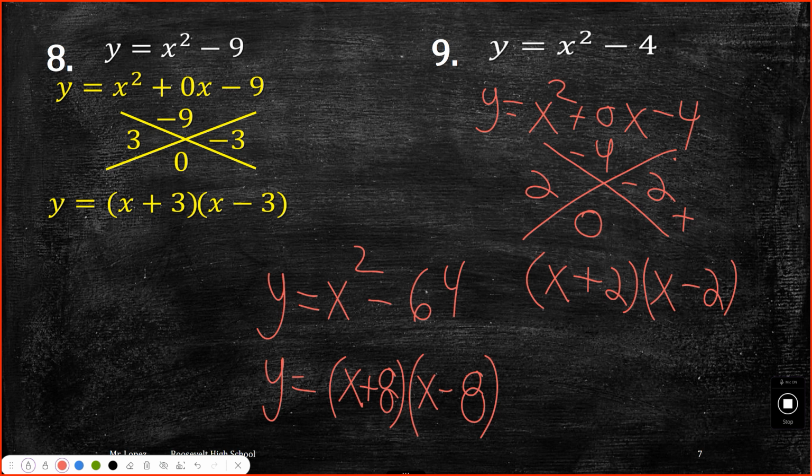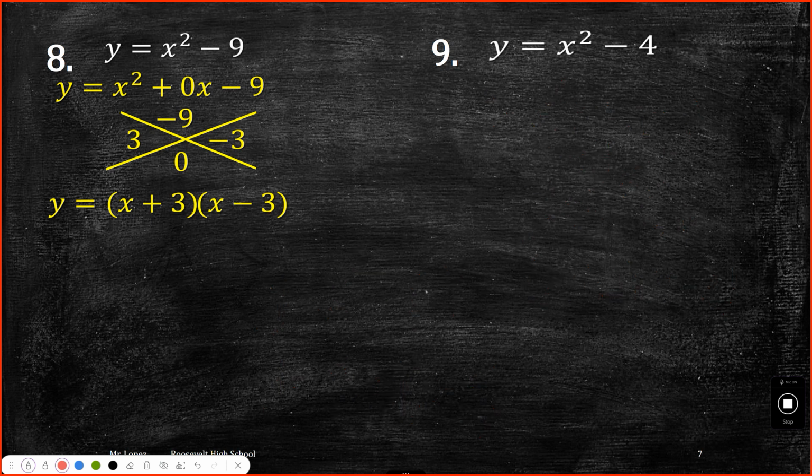How do you do that? It's just two numbers that multiply. 3 times negative 3 is negative 9. 2 times negative 2 is negative 4. 8 times negative 8 is negative 64. That's how it works.